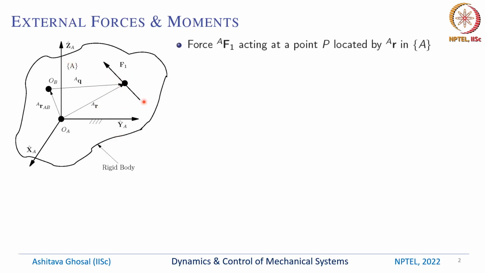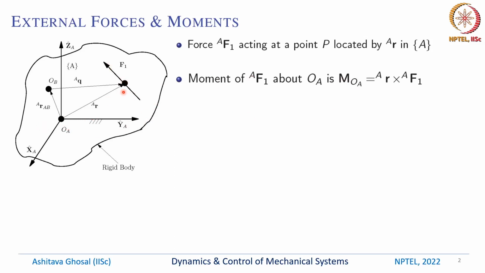There is a force acting at a point P, which is located by a vector AR. AR means it's a point with respect to this A coordinate system. This force F1 is shown by this arrow. It is acting at this point in the rigid body. The moment of this force about OA is nothing but R cross F.